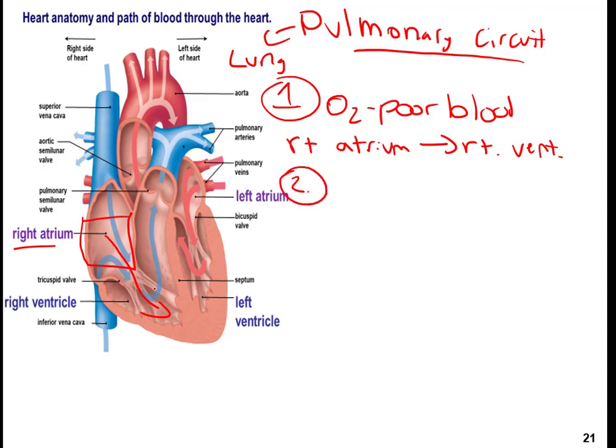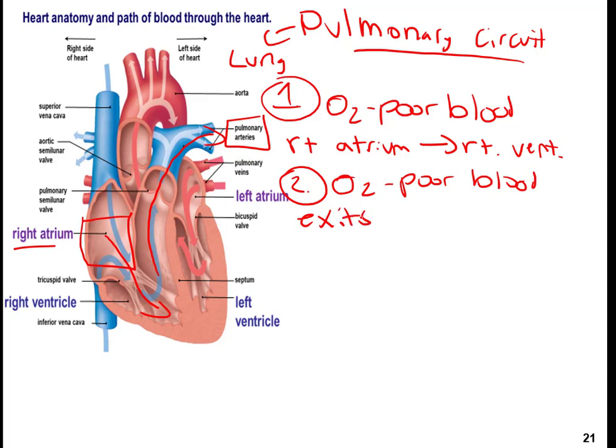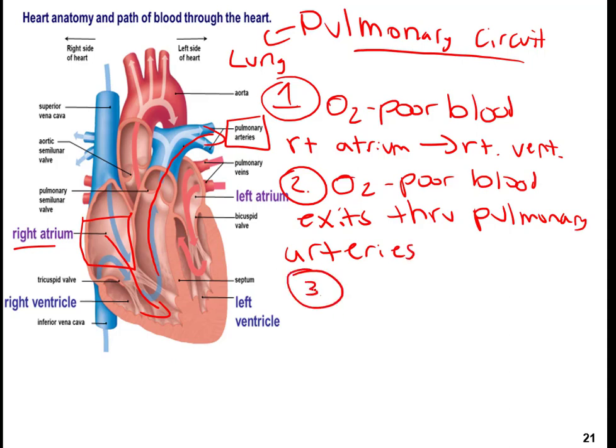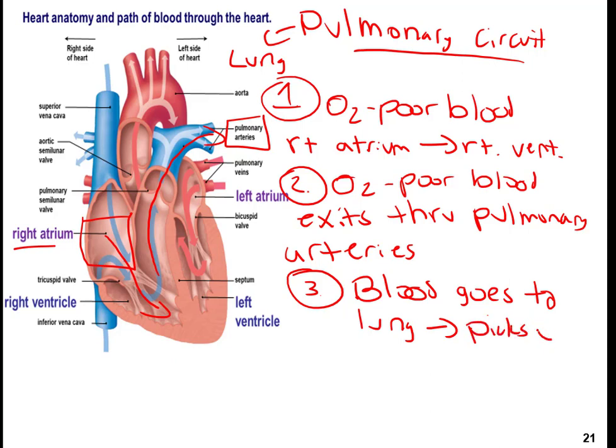Next, oxygen poor blood is going to leave the heart through a pulmonary artery. So oxygen poor blood exits through the pulmonary arteries. Remember, arteries are for transporting blood away. Now, the third step, the blood goes to the lungs. And when the blood gets into the lung, it picks up oxygen. Blood goes to the lung and picks up all the oxygen from your lungs.